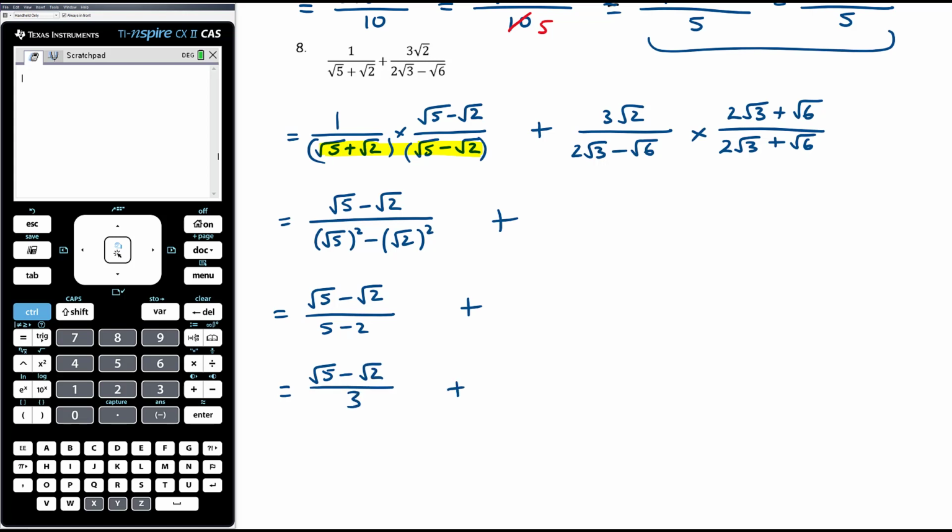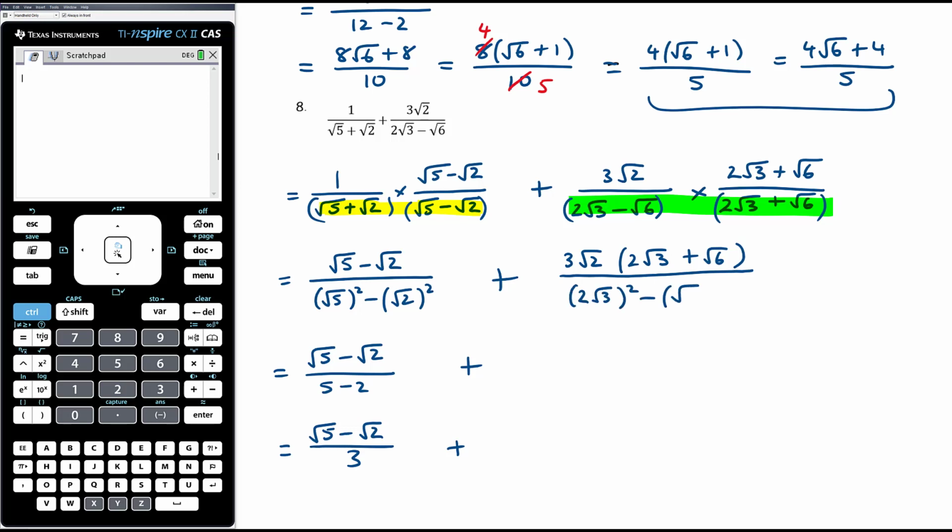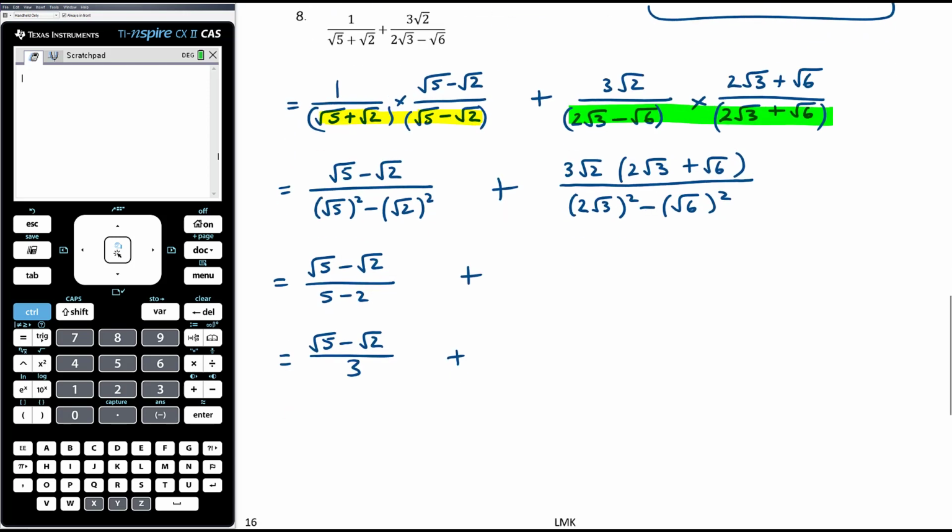Okay, let's have a look at our second fraction over here on the right. So again, we've created that difference of 2 squares along the denominator there. Okay, so numerator is 3 root 2 times 2 root 3 plus root 6 all over denominator. We've got that difference of 2 squares, 2 root 3 squared minus root 6 squared. Okay, expanding out the numerator, 3 root 2 times 2 root 3 is 6 root 6 minus, we're going to have 3 root 12 over, now 2 root 3 all squared is 4 times 3, so that's 12. Root 6 all squared is 6.